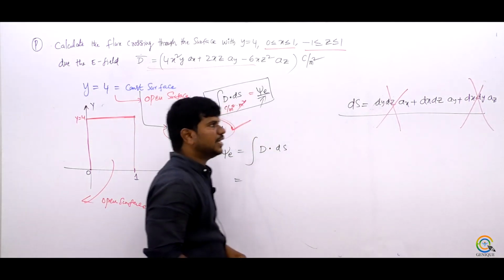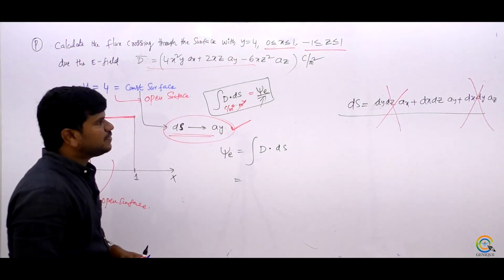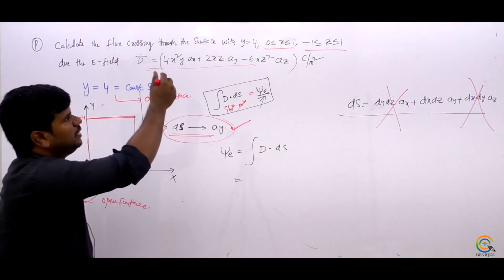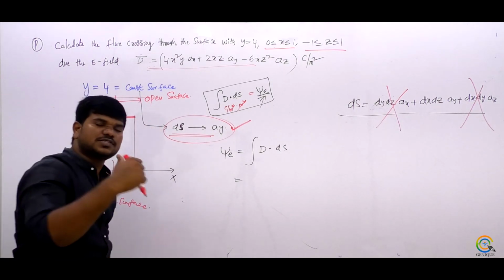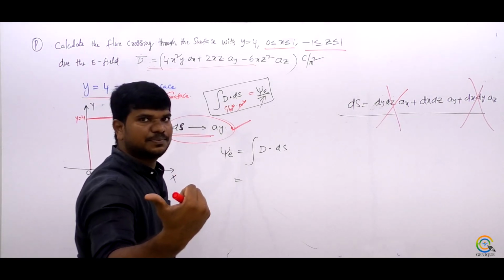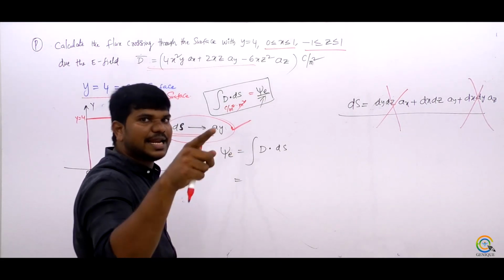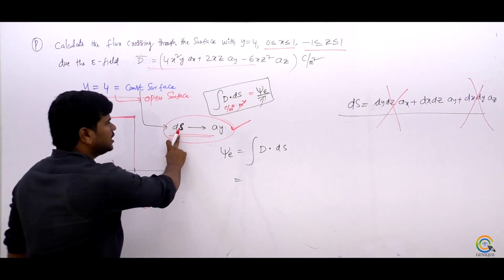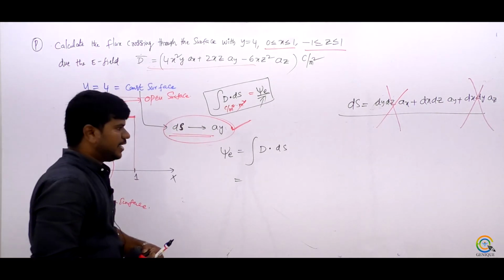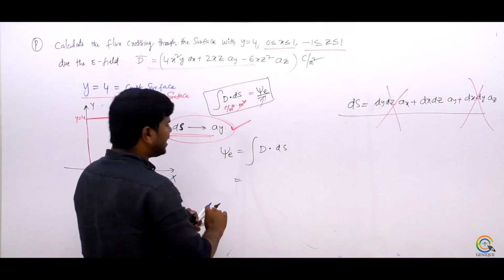That is the indirect meaning of that. So wherever he has given something equal to a constant surface, the surface direction will be normal to that surface, meaning in that direction only. Suppose y equals a constant surface means the surface direction will be a_y. So now you can simply write this.